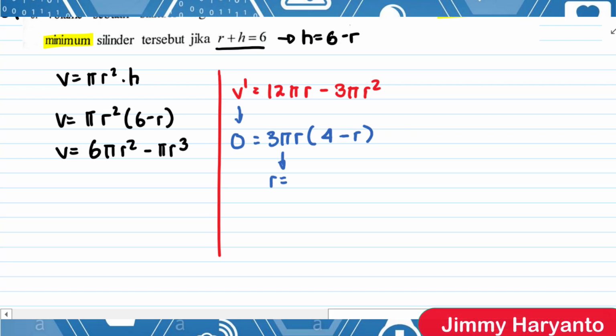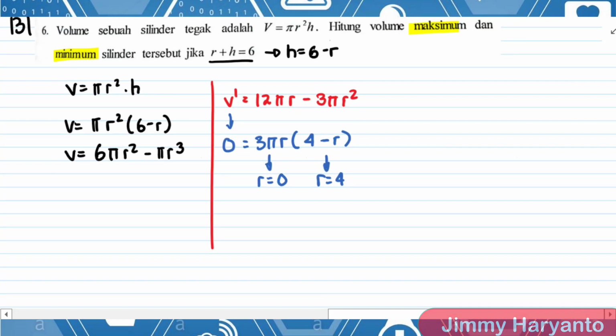So from this one I will get r equals to 0, and from this one I will get r equals to 4, and I have to find the maximum volume. And because this one is application question, then I can say that this one will be the minimum, yeah. Why? Because when you substitute it into the volume, you will have 0 as the result, and of course that is the minimum.